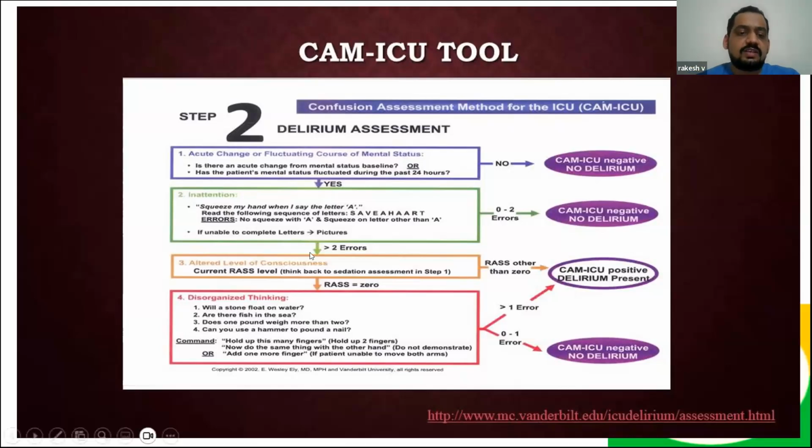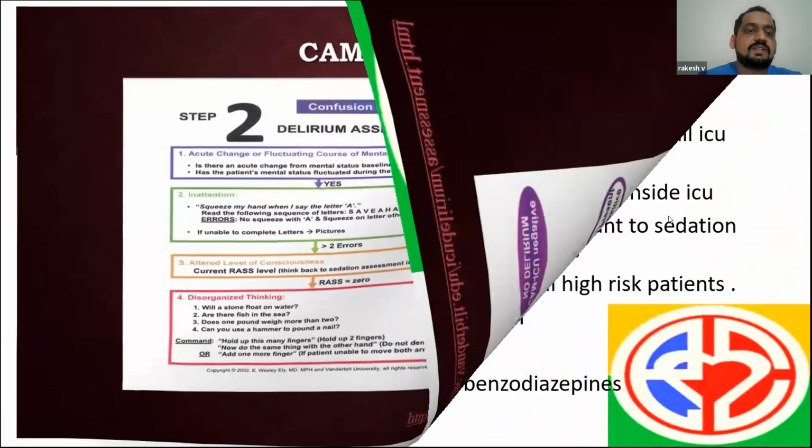If the score is 0, then you should think of disorganized thinking. So there is a mismatch of your thought process. He will say that a stone is able to float in the water, fish can walk on the sand, and all. So all these disorganized thoughts happen. At this step, if the errors are more than 1, then again the patient is having delirium. So this is called the CAM-ICU tool, wherein you can easily assess the presence or absence of delirium.